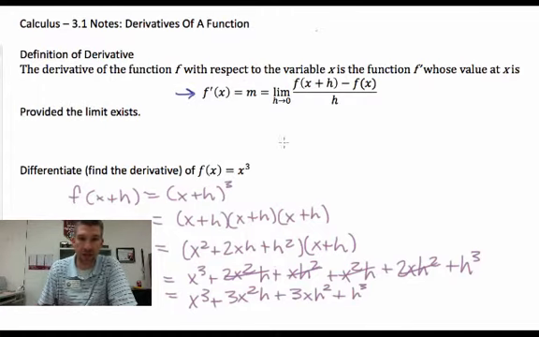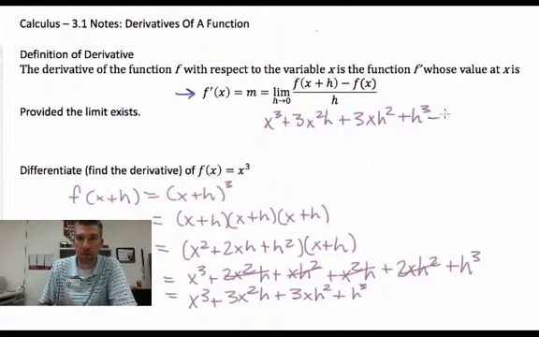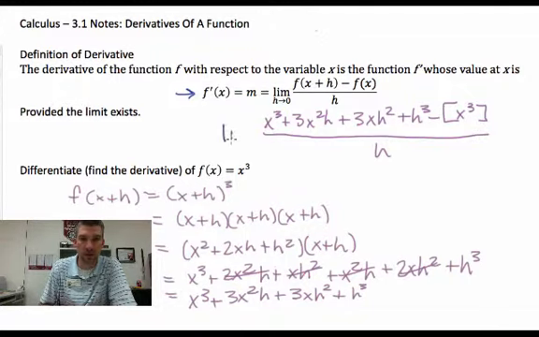And what we're going to do is we're going to take f of x plus h, which is everything that we just found. So x cubed plus 3x squared h plus 3xh squared plus h cubed minus f of x, which we were told is x cubed. And we always want to put that last part in parentheses. And then we're going to take the limit as h approaches 0.